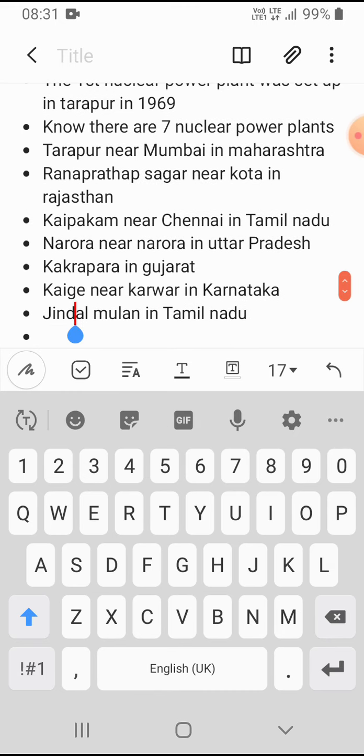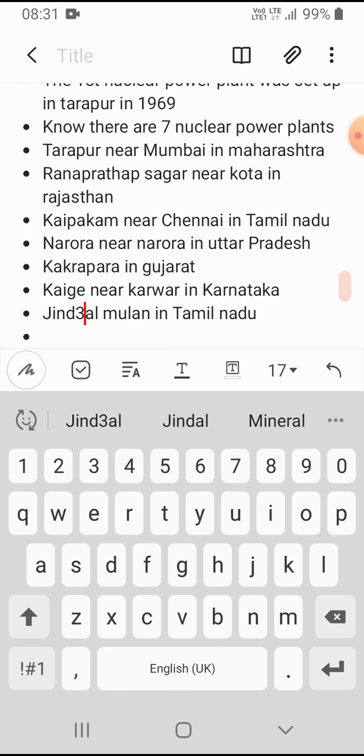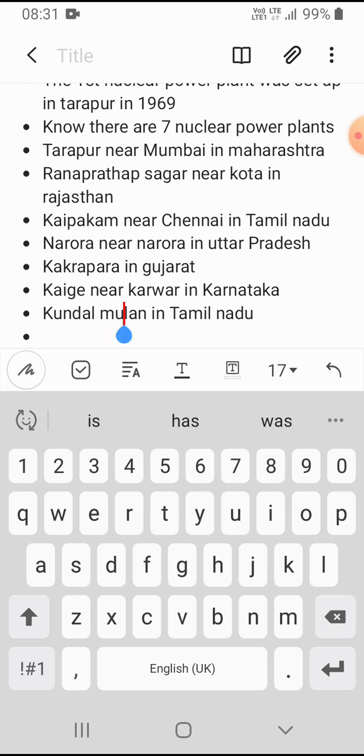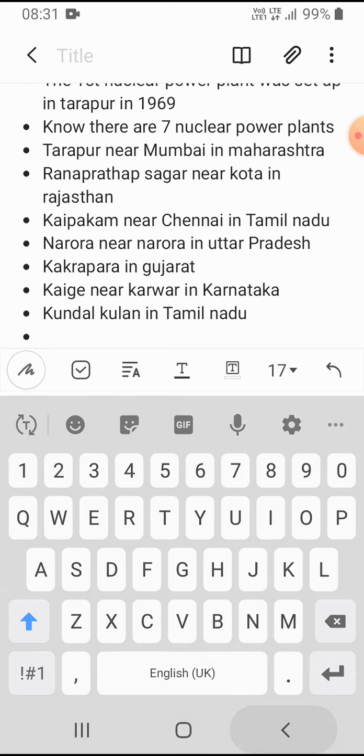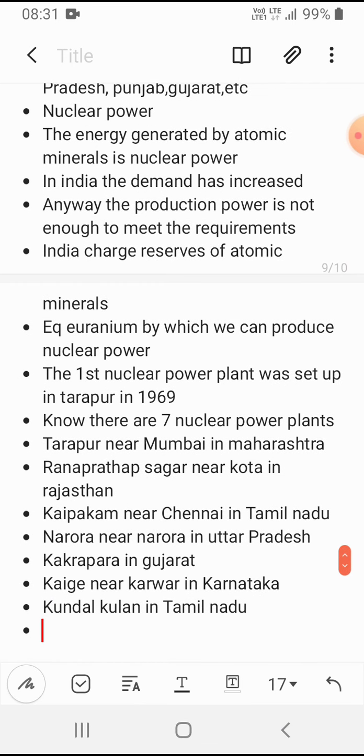So Kudankulam is the nuclear power station in Tamil Nadu. They may ask you to write about the seven nuclear power stations for 2 to 3 marks, so don't forget to read this.